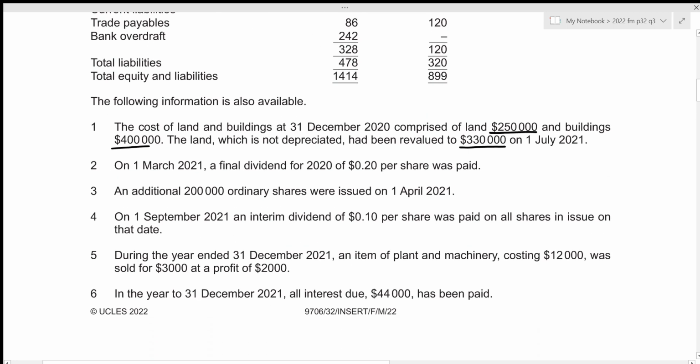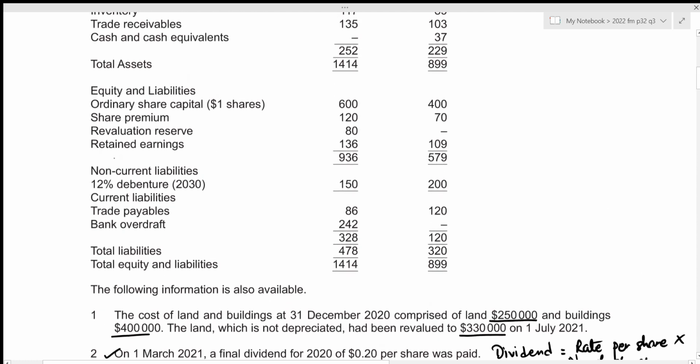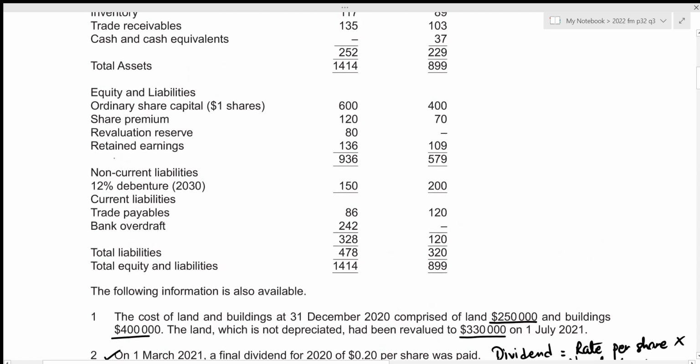Alright, then on 1st March 2021, a final dividend for 2020 of 0.20 per share was paid. Let's figure out the total dividend. So that is just going to be the rate per share times the number of shares. And we're told that an additional 200,000 ordinary shares were issued on 1st April 2021, which is after this payment of dividend, right? So let's have a look at our total ordinary share. We can see that before the issuance of new ordinary shares, we only had 400,000 ordinary shares.